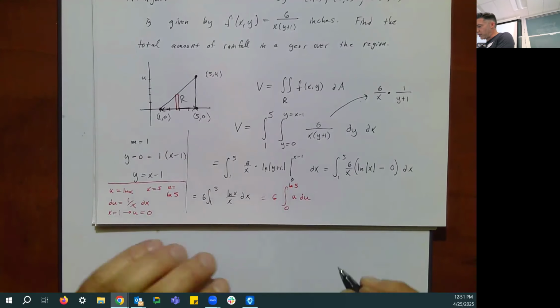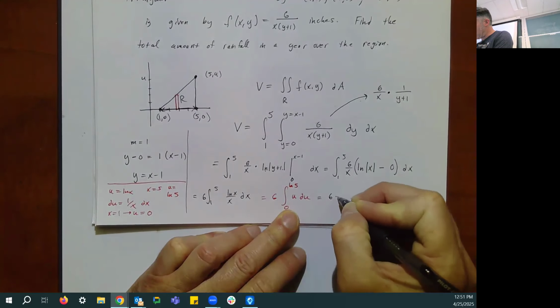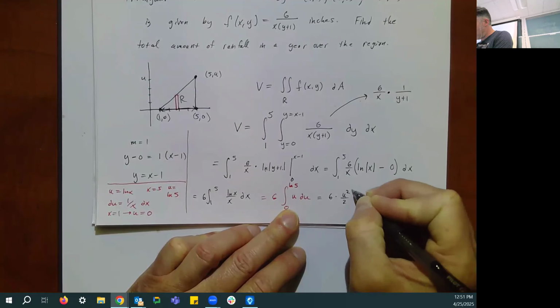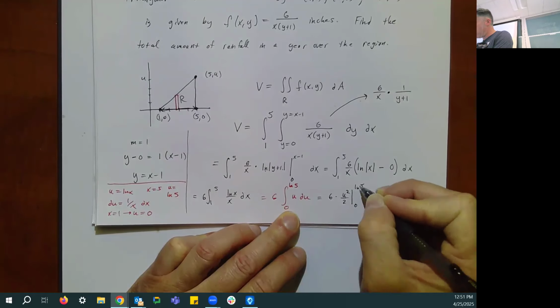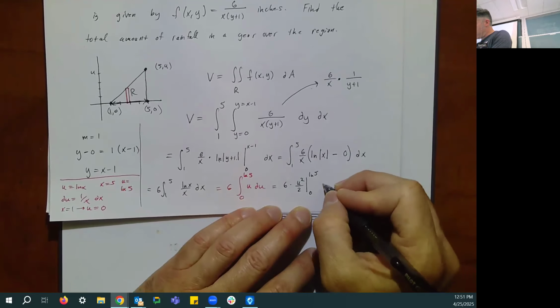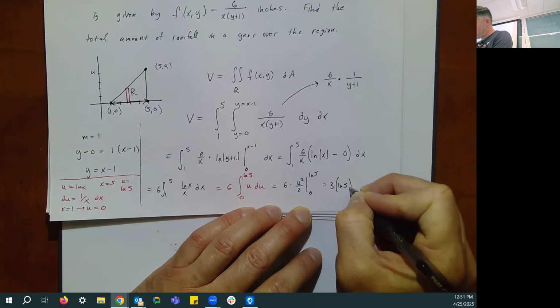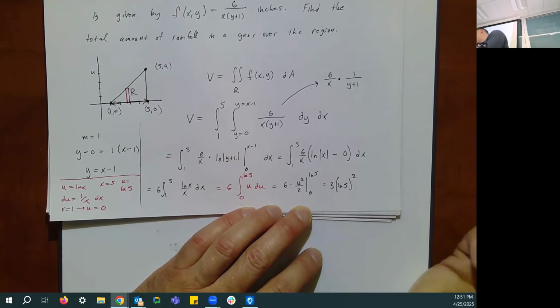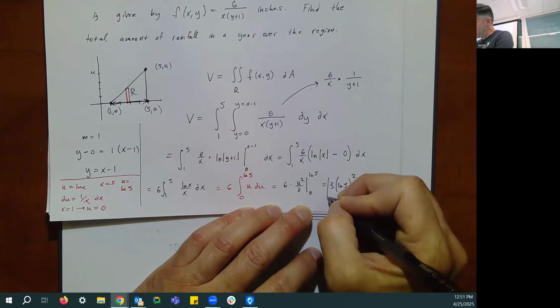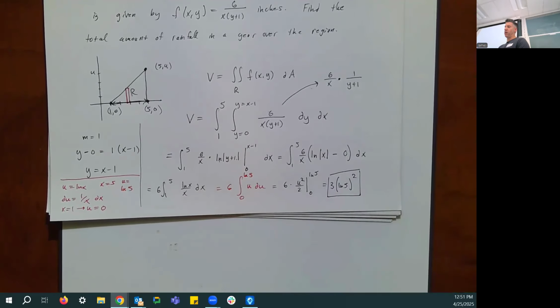And then we can integrate. We get 6 times u squared over 2, evaluated from 0 to the natural log of 5. We simplify and we get 3 times the natural log of 5 squared minus 3 times 0 squared, which is just going to be 0. So that's our total rainfall over this region for the year.